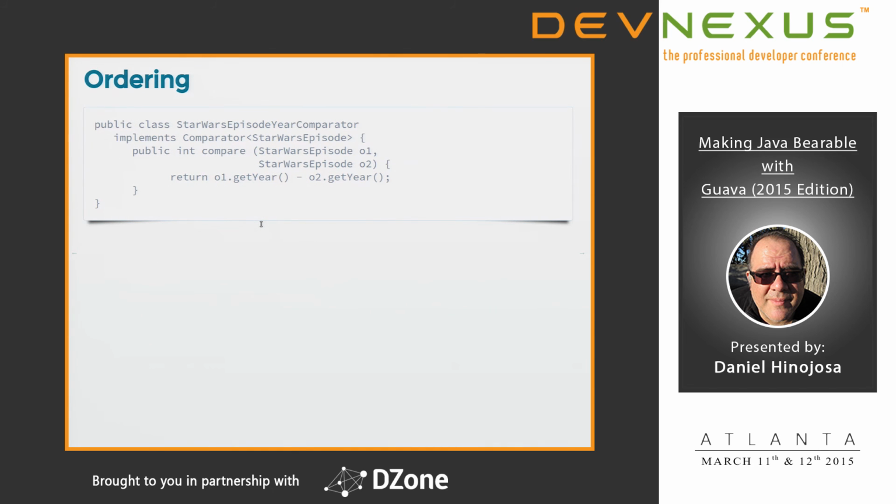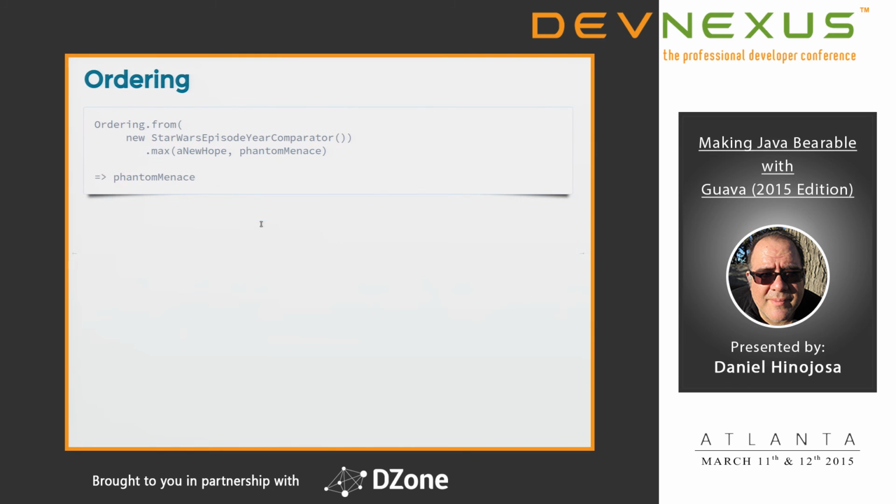And here's a comparator. A comparator is something separate, and this is going to compare one episode to another. This is called a year comparator. So it's just going to compare one episode to another. That way I can order the episodes. Given this, this ordering comes from Guava. And so what I could do is say ordering from, and provide it the comparator, and I could say which one is the newer one, and it'll be Phantom Menace.